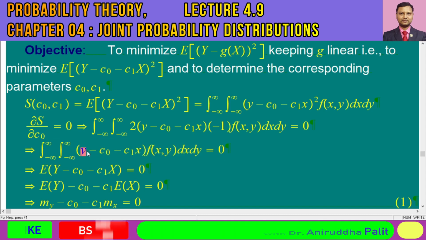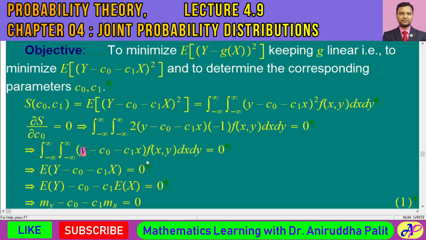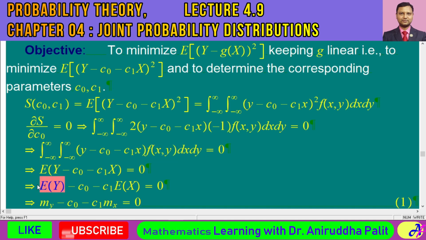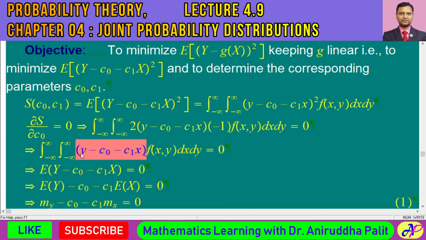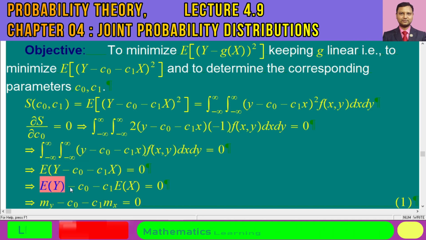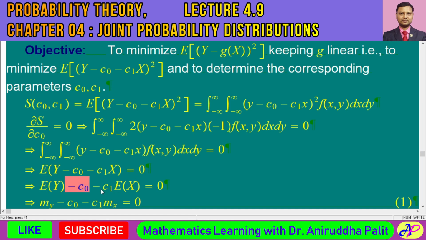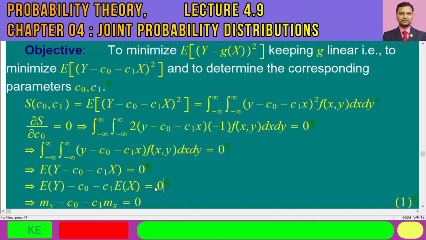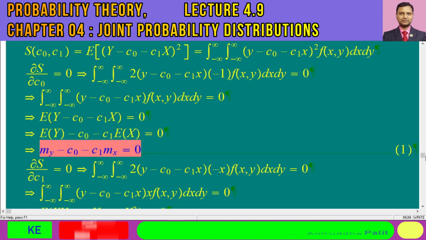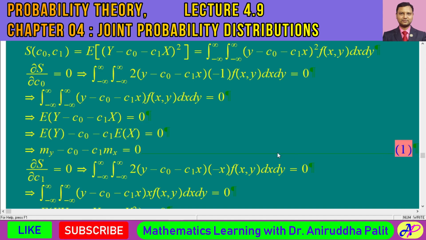So we have integral of y multiplied by f of x comma y dx dy, that would give us expectation of y. Then altogether we will get expectation of y minus c0 minus c1 x, and that can be further decomposed in this way: expectation of y minus c0 minus c1 into expectation of x is equal to 0. And that ultimately gives this type of relation. Let us designate it by equation number 1.